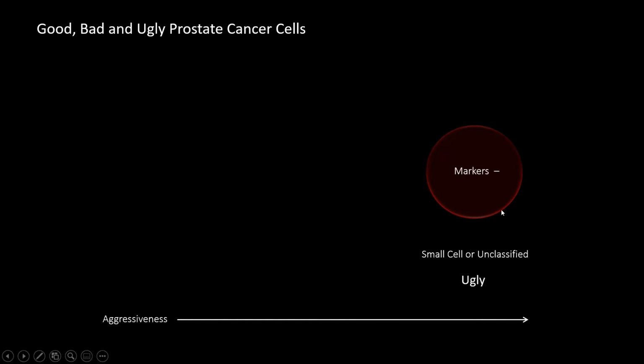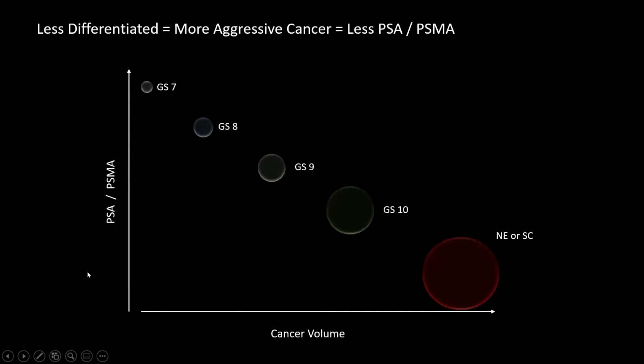These are ugly cells. These are very, very highly aggressive. The reason you have to know about this is because cells like Gleason 10 or neuroendocrine or small cell make very little PSA, very little PSMA. They can grow like wildfire, but you can have a very low PSA in the bloodstream. So you can have a low serum PSA, but huge amounts of cancer inside your body.